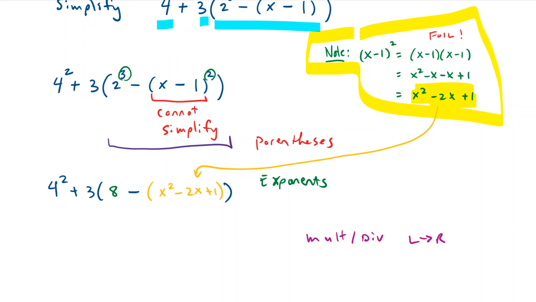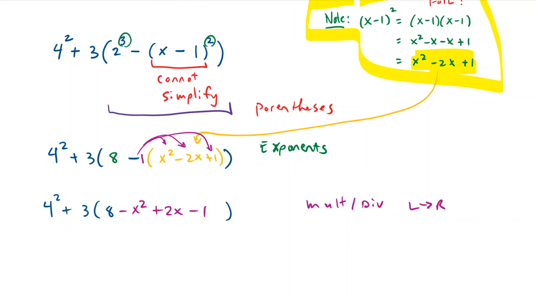The only multiplication that we have inside these parentheses that we're dealing with is this right here. So it looks like we have a negative 1 that's being multiplied through. So let's do that. Let's multiply that negative 1 through. We have an 8, and now we have a negative x squared, a plus 2x, and a minus 1.